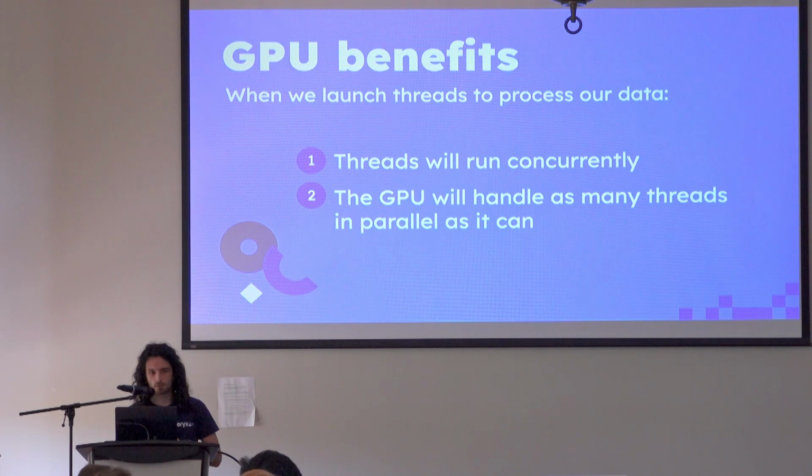But there's also benefits, of course. We wouldn't be having this talk if there weren't. When we launch threads to process our data, GPUs parallelize this very well. So even if they don't run at the literal same time, they do run in parallel, or concurrently, I mean. So the GPU is very good at making the code you're running run as fast as possible by parallelizing stuff and handling its own resources to help them use the resources of the GPU when they're available.